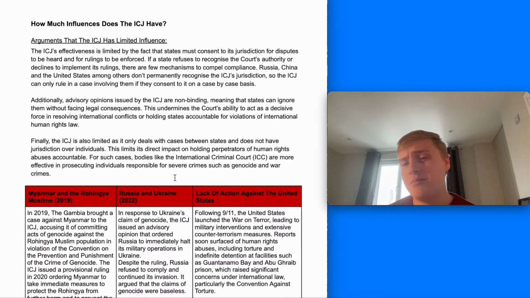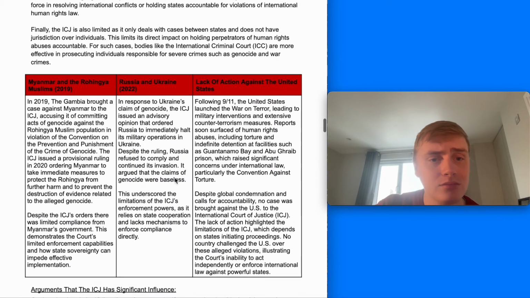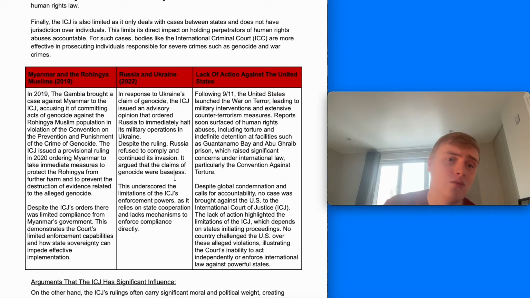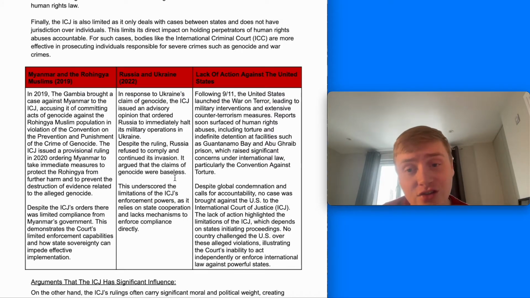Crucially, advisory opinions are also even less powerful due to the fact that they're non-binding. And it can therefore overall be argued that the ICJ has limited impact in upholding international law, international human rights law, and compelling states to action. There's a few examples we can look at here. I already spoke about the Russia and Ukraine example, the advisory opinion. There's a really interesting one in relation to Myanmar and the Rohingya genocide.